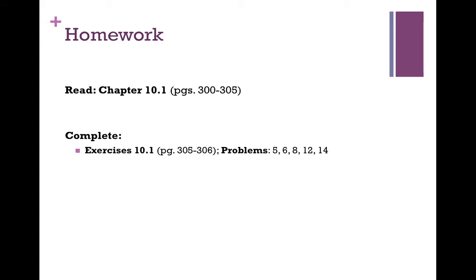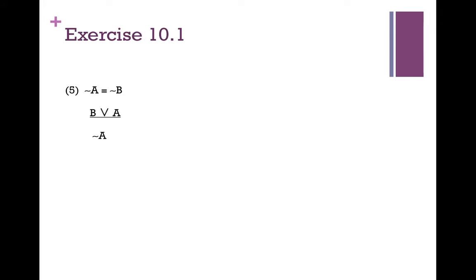For this homework assignment, you are asked to do exercises 10.1 on pages 305 and 306, problems 5, 6, 8, 12, and 14. For this assignment, you were to use truth tables to determine whether or not the following arguments are valid or invalid. Beginning with problem number 5: not A, if and only if, not B; B or A; therefore not A.